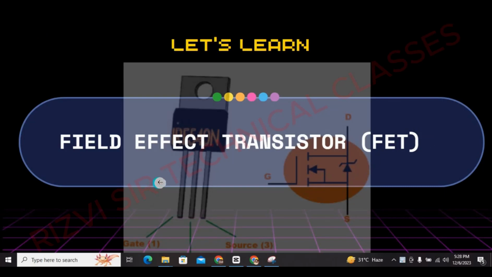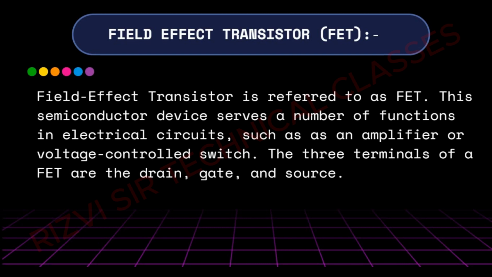Hello guys, let's learn about field effect transistor. What is a field effect transistor? Field effect transistor is referred to as a FET. This semiconductor device serves a number of functions in electrical circuits, such as an amplifier or voltage control switch. The three terminals of a FET are the drain, gate, and source.